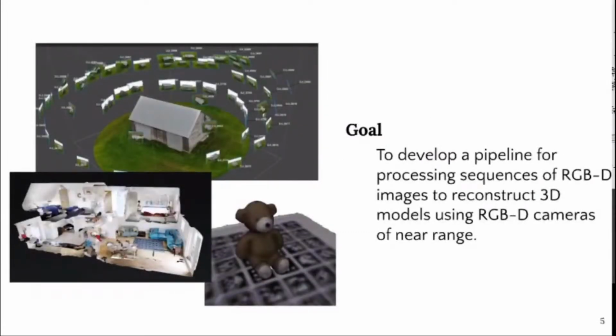The goal is to develop a pipeline for processing sequences of RGBD images in order to reconstruct 3D models using RGBD cameras of near range like Kinect. We propose a 3D reconstruction pipeline for this temporarily continuous RGBD data suited for near range sensors. The core of our approach is to take advantage of the geometric alignment when there is low color information and explore color matching when we compensate for the low geometric information in locally plotted regions.